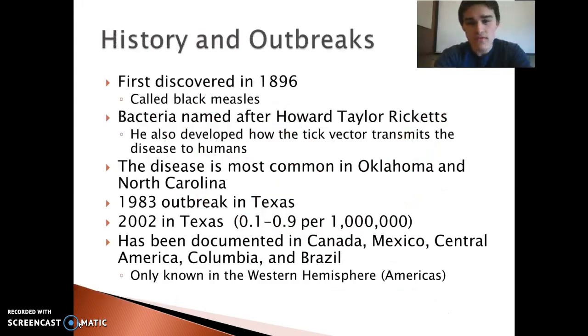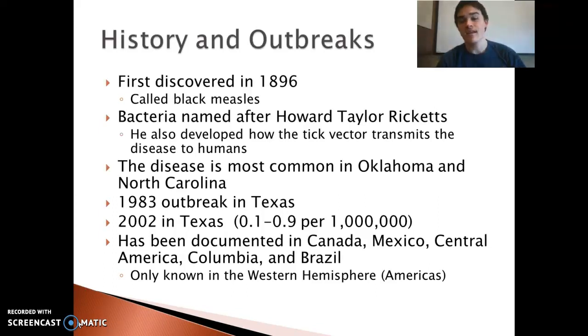The disease was first discovered in 1896 in the Snake River Valley in Idaho, and it was given the name black measles because it resembled the measles rash, but the dots were much darker than the measles' bright red. The first man to actually isolate the bacteria and identify it was Dr. Howard Ricketts, and that is why the disease is called Rickettsia rickettsii. He also was the first to determine how the tick vector transmits the disease to humans, and ticks transmit the disease to their offspring.